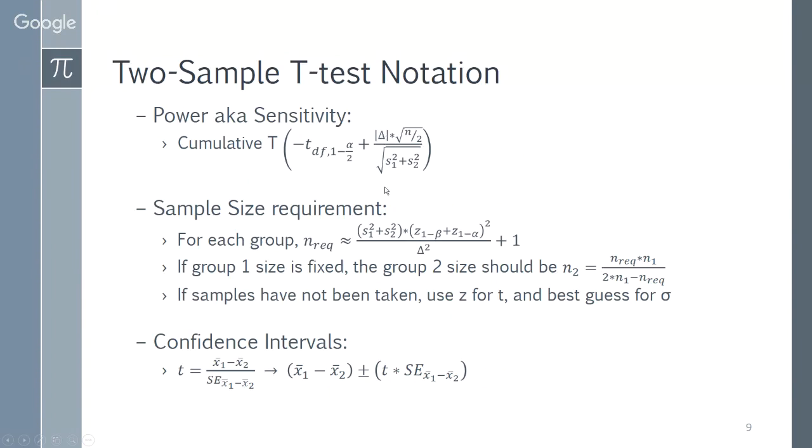Delta, again, is the difference worth detecting, and the other symbols you know. The sample size requirement for each group is as follows. Again, delta is the difference worth detecting. We have the sample variances. Now, if your data hasn't been collected yet, then you just have to make guesses on this, which is difficult to do, but not totally impossible.